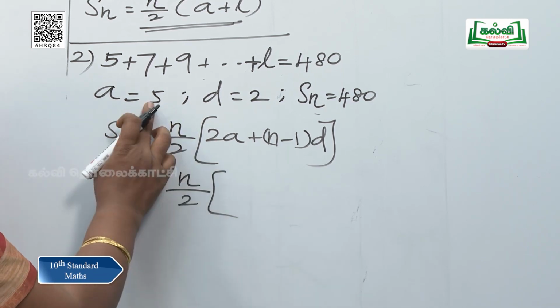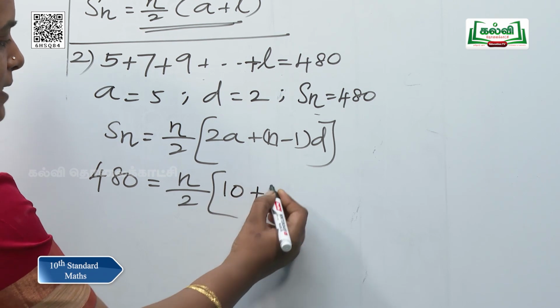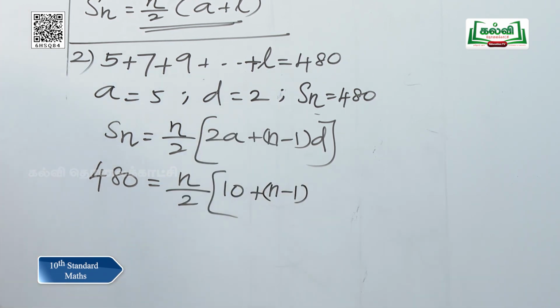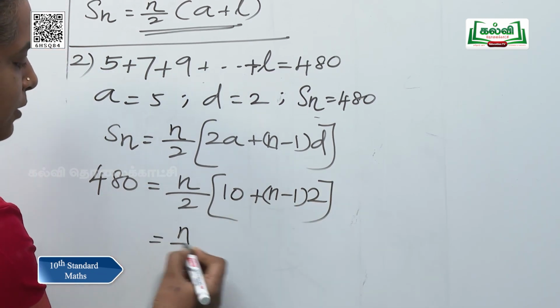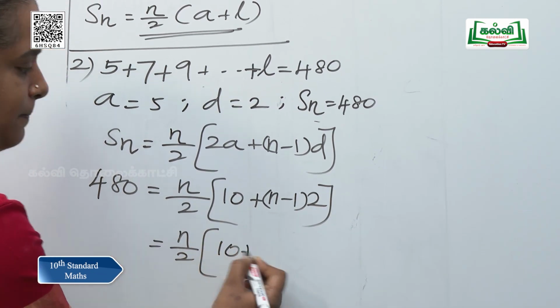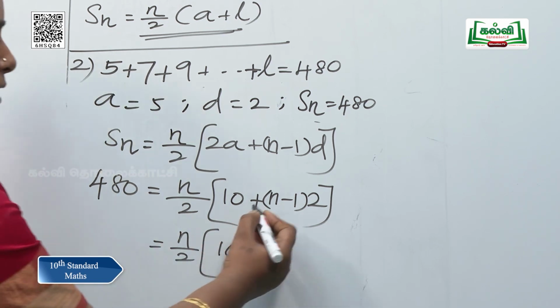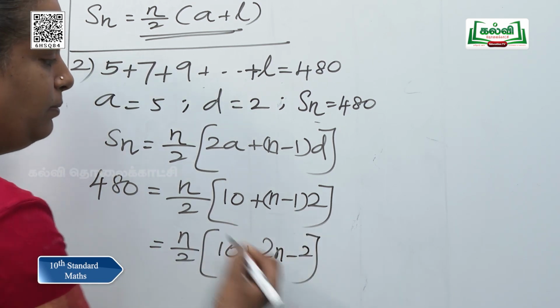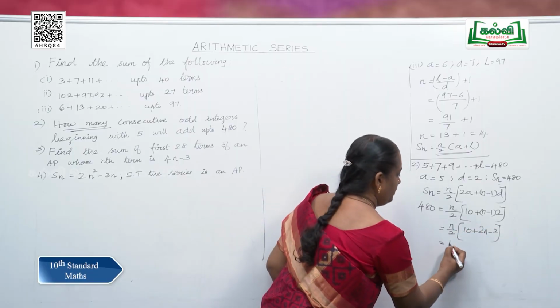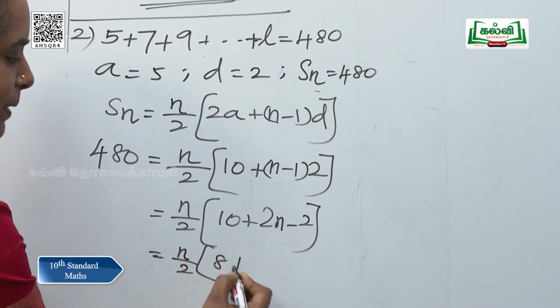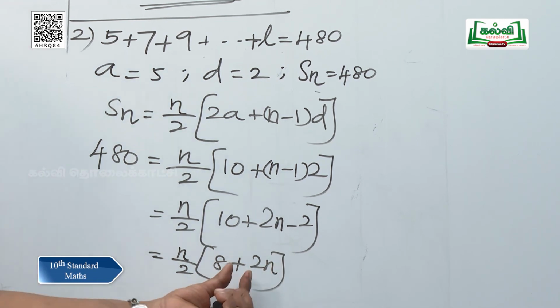Then 2a, 2 into 5, which is 10, plus we don't know n, so (n minus 1) of d, d is 2. So n by 2 into 10 plus 2 into (n minus 1), so 2n minus 2. So subtract, 10 minus 2 is 8. So n by 2 into 8 plus 2n. So what shall we do now?